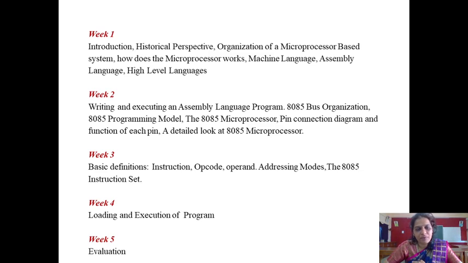In week 3, we will cover some basic definitions such as instruction, opcode, operand, addressing modes and the 8085 instruction set. In week 4, we will perform practicals on a mobile app by loading and executing the program. Week 5 is devoted to evaluation.